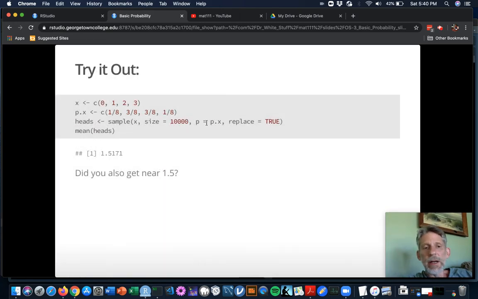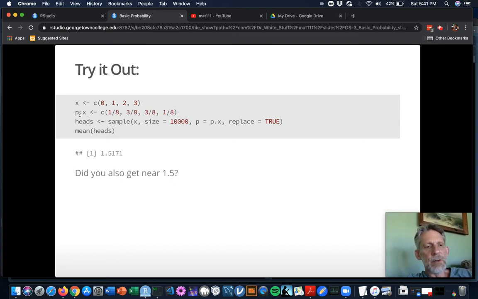And you can also try it out by simulation. This is a good thing to do even when you know the expected value exactly, because it's really cool to see how it plays out in real life. All you got to do is set up a little vector of the possible values of the random variable, and I'm going to call that thing X. Set up another vector of the probabilities. Make sure you write the probabilities in the same order as the random variables. So the 1/8, then the 3/8, then the 3/8, then the 1/8, because you did 0, 1, 2, 3.